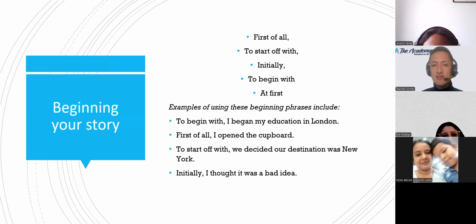Okay, vamos con la primera. Let's go with the first. These are linking words to begin your story. Take a look. First of all, to start off with, initially, to begin with, and at first. Remember, we use these phrases, these expressions, to start your story. You can choose any of them because they have similar meanings.